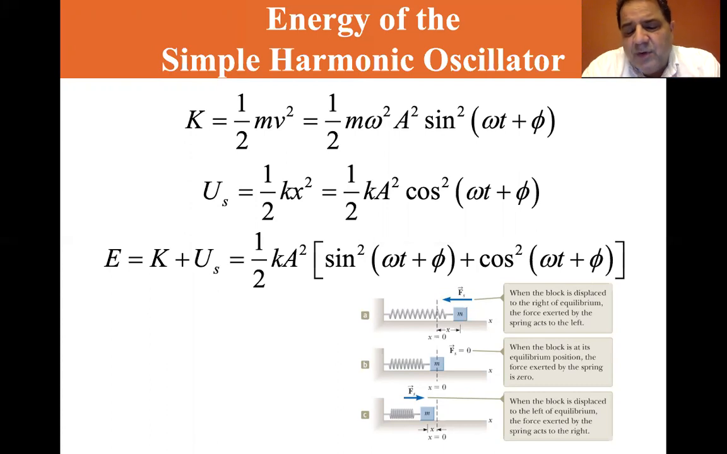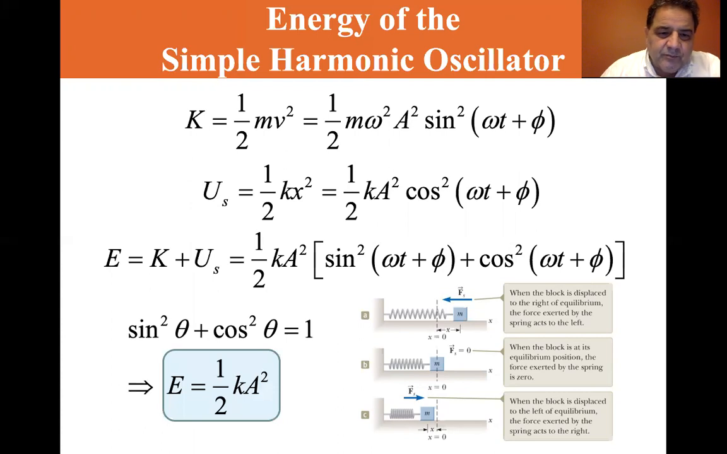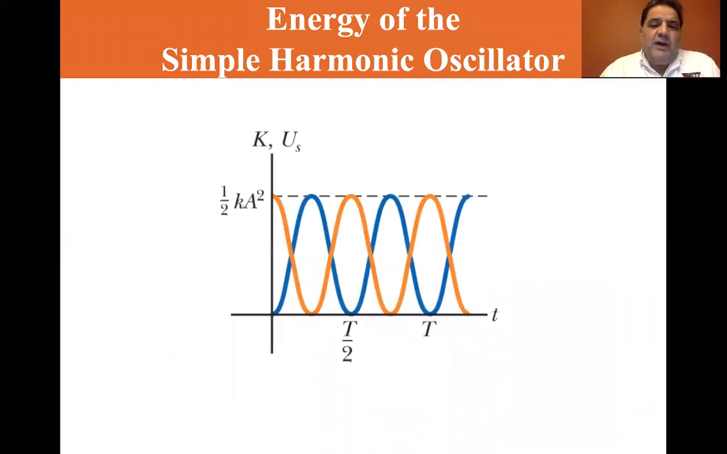Well, if you have sine squared theta plus cosine squared theta, that's always equal to 1. That's an identity. So the total energy, the kinetic energy plus the potential energy, is equal to 1/2 k A squared. All right, so this is what the 1/2 k A squared looks like, and you can see that the sum of these always equals this 1/2 k A squared.